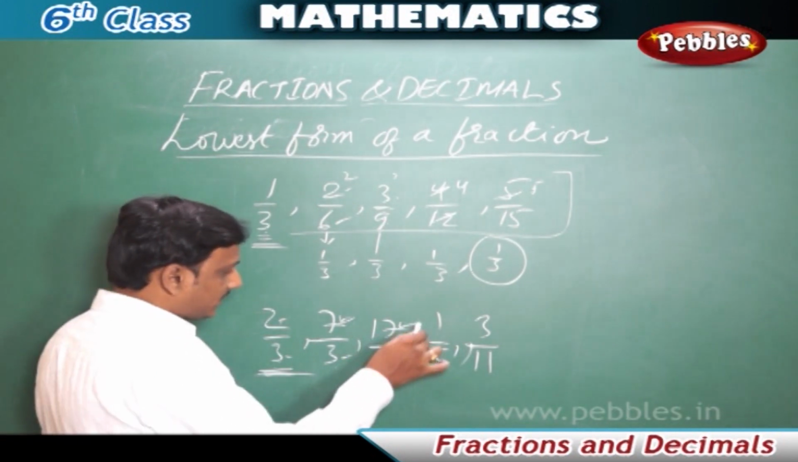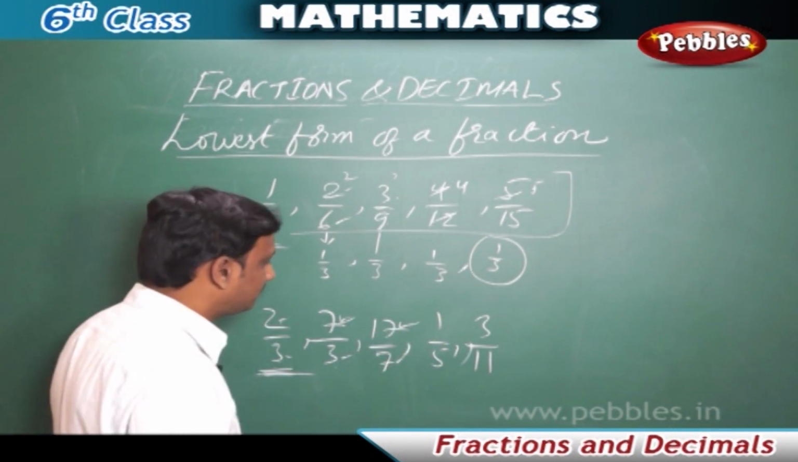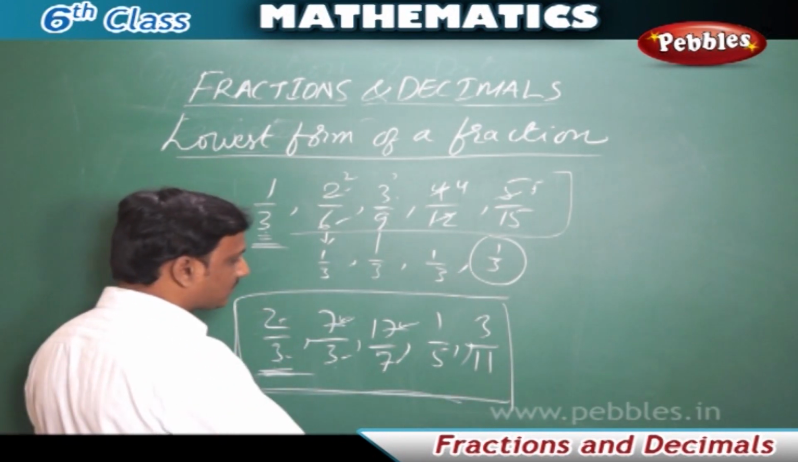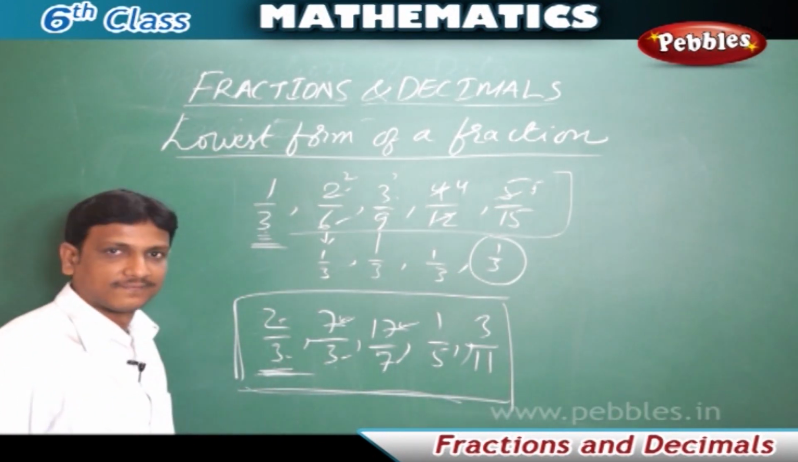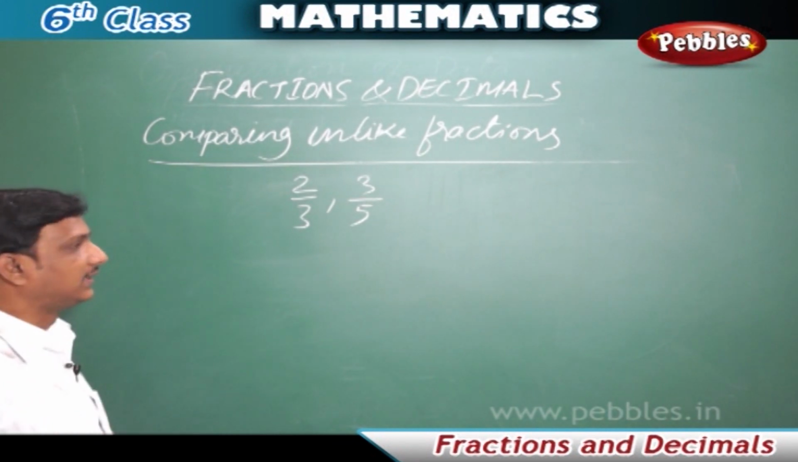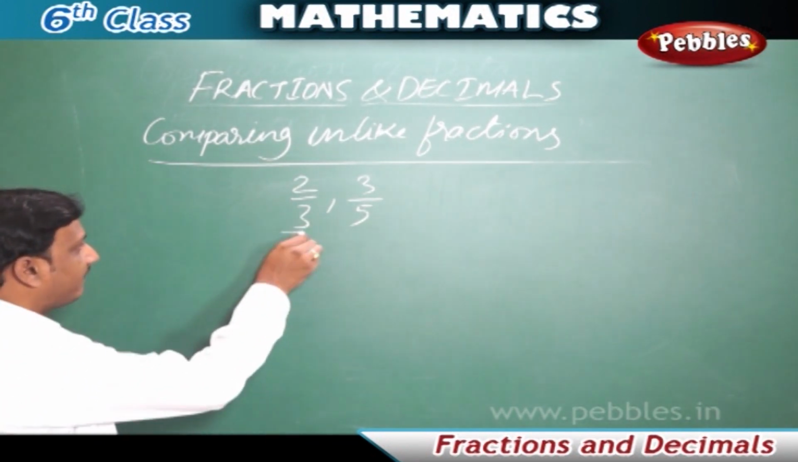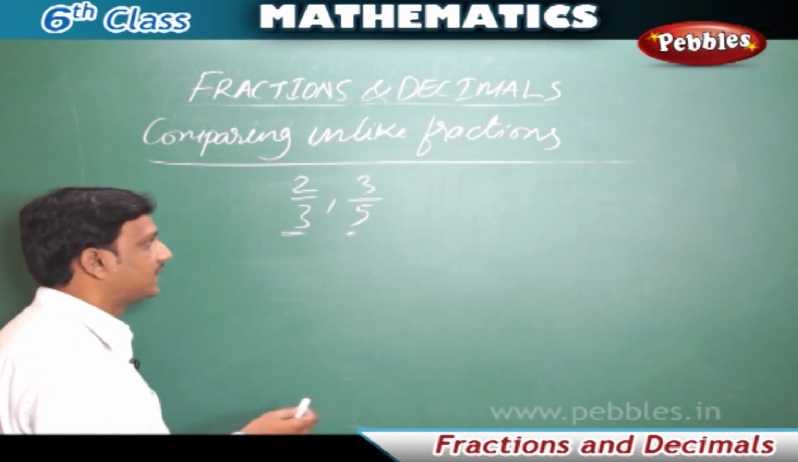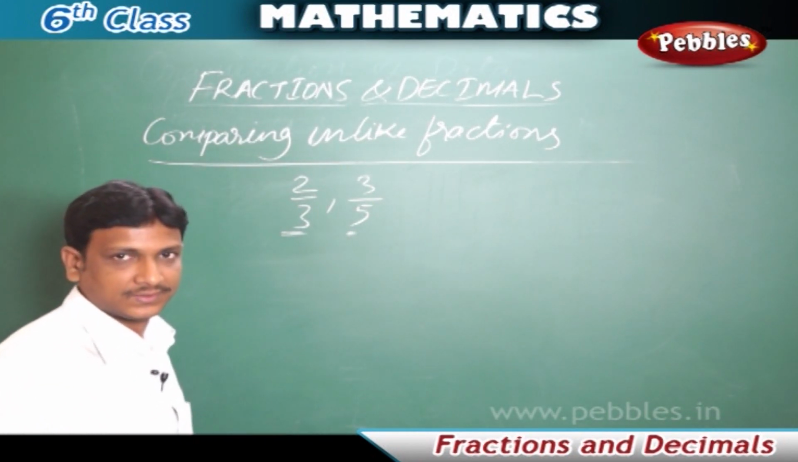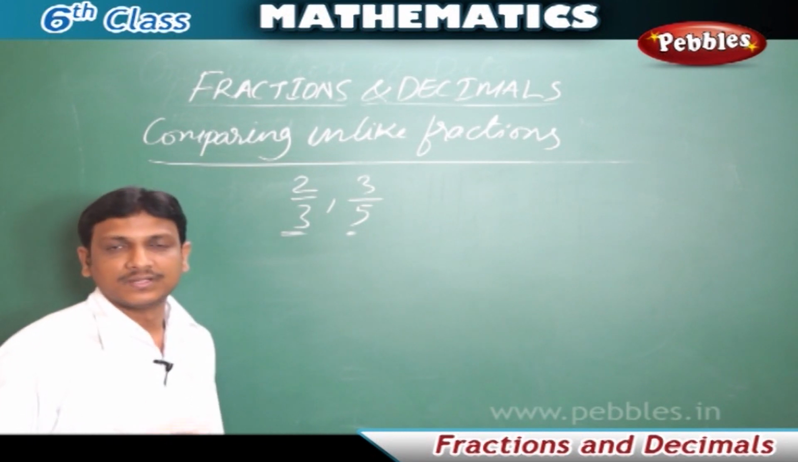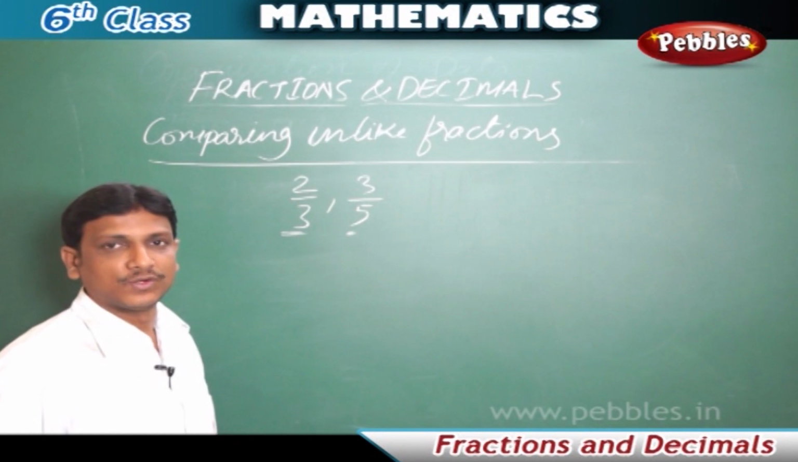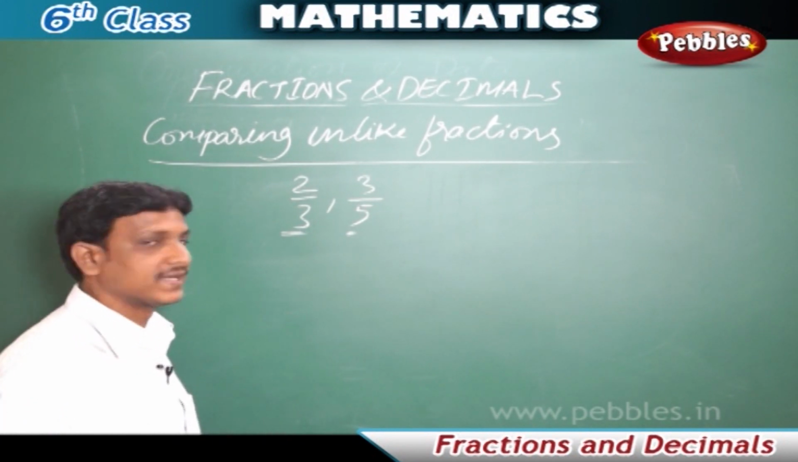So here this one, 17 by 7, is not having any common factor. So these are the examples of lowest forms of fractions. Comparing unlike fractions. Here we have two unlike fractions. We have to compare these fractions and tell which is bigger and which is smaller. In case of like fractions, the denominators will be the same.